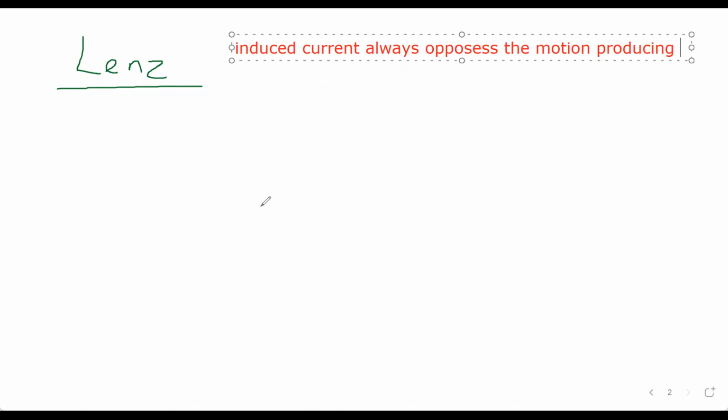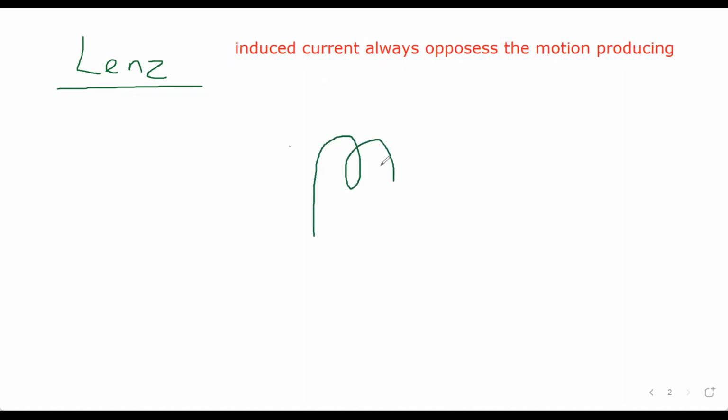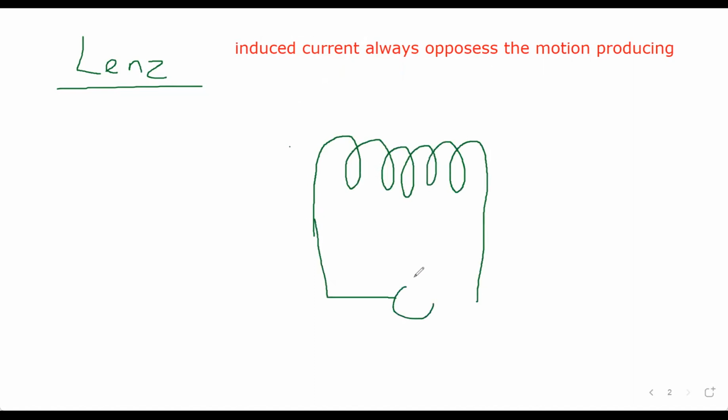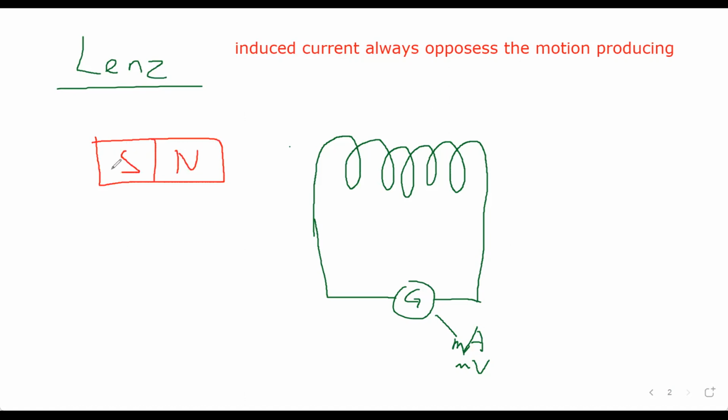Let's imagine there's a set of ordinary coils here, with maybe a galvanometer at the bottom. For those who do not know, guys, a galvanometer is like a milliamp meter, millivolt meter. It could potentially measure both things, either small currents or small voltages. So let's imagine I have a magnet here, and this is north and south.